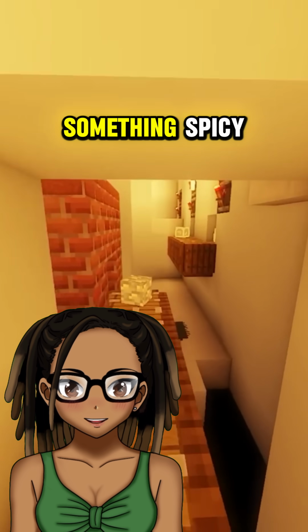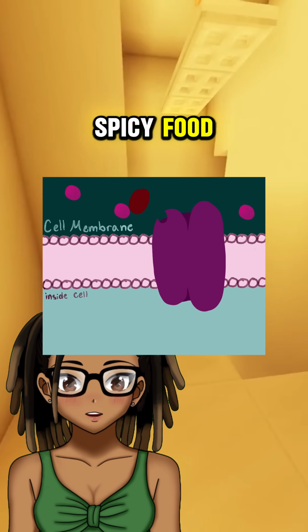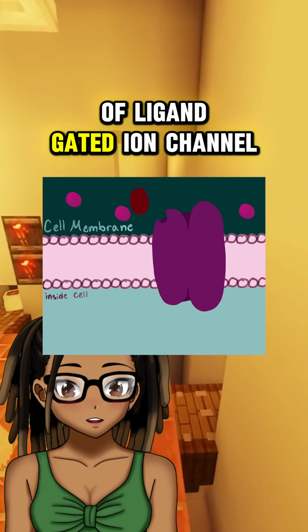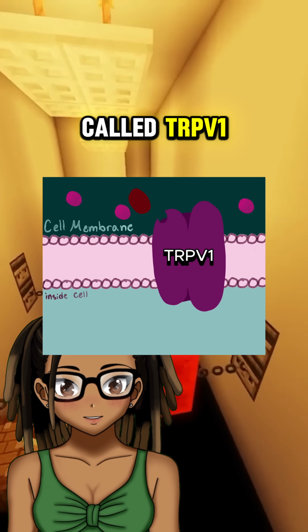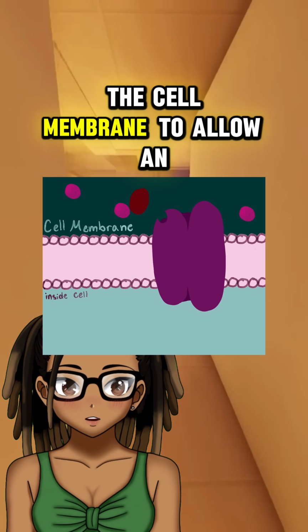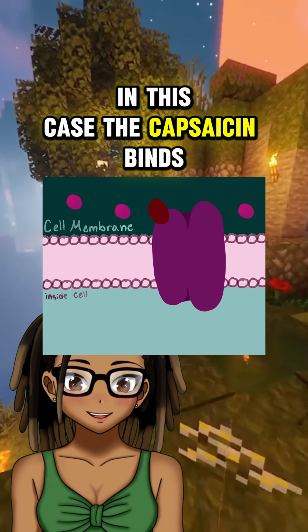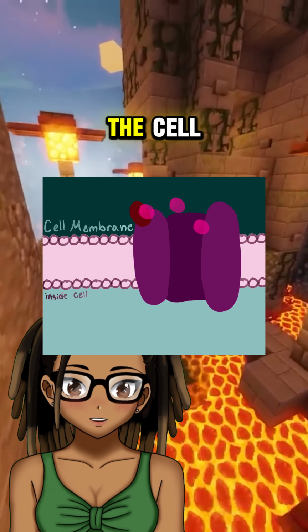Think about when you eat something spicy and feel the burn. You feel the burn because the capsaicin from the spicy food bound to a specific kind of ligand-gated ion channel called TRPV1. A ligand-gated channel is just a fancy way to say a path that opens in the cell membrane to allow an ion through when something binds to it. In this case, the capsaicin binds and sodium starts to seep into the cell.